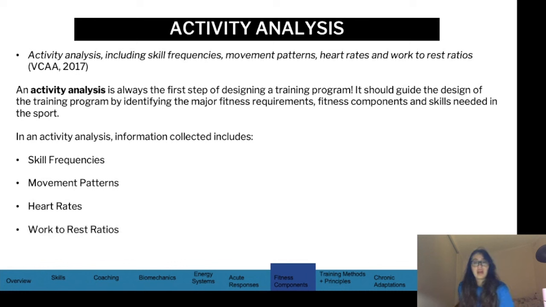Okay, we've got activity analysis next, which is the first step of designing a training program. It's to guide the design of the training program by identifying the major fitness requirements, fitness components and skills needed in the sport.